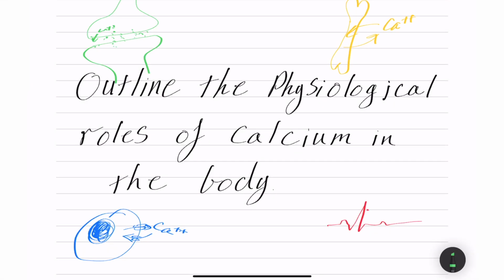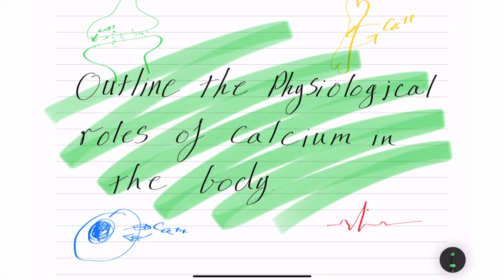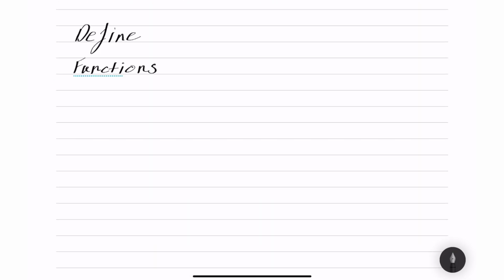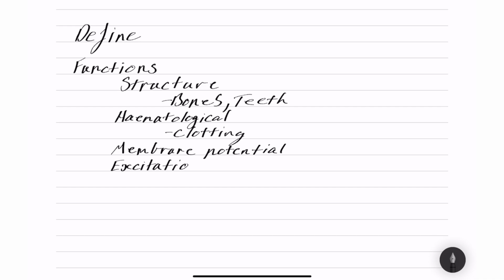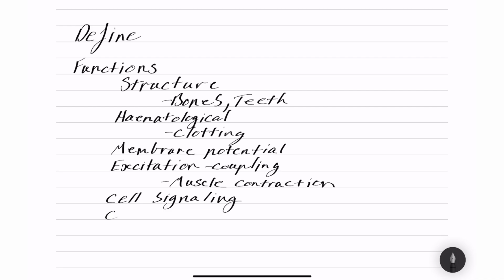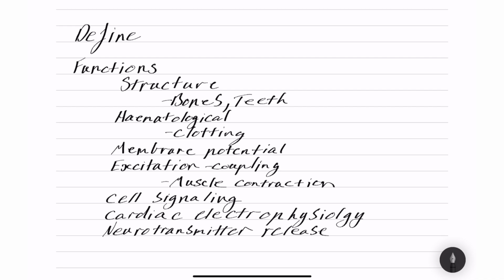Hey everyone, the question we're going to answer today is outline the physiological roles of calcium in the body. The framework of this will be defining calcium and the question. We'll talk about functions and we'll break this up into structure, so bones and teeth, haematological, such as clotting, membrane potentials, excitation coupling, and particularly muscle contraction, cell signaling, cardiac electrophysiology, and neurotransmitter release. So there's 7 areas that we'll cover in function.